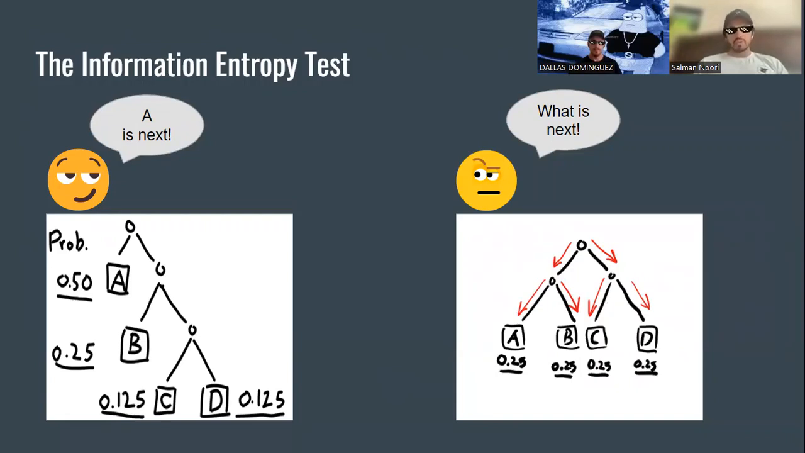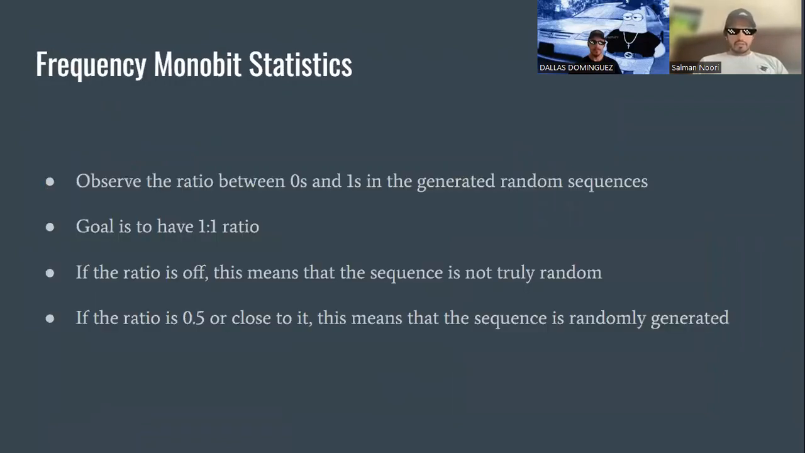and somehow we can predict the next value, which we don't want. For the entropy test, what we want is that each outcome has the same probability of appearing. A high level of information entropy indicates that the data is randomly generated, and a low level indicates that it's not. Another test, in the next slide, is called the frequency monobit statistics, which checks if the ratio between zeros and ones in a random number's bits is 1 to 1. If the ratio is 1 to 1 or close to it, then it's a truly random sequence.